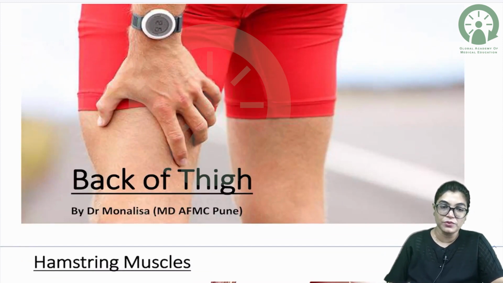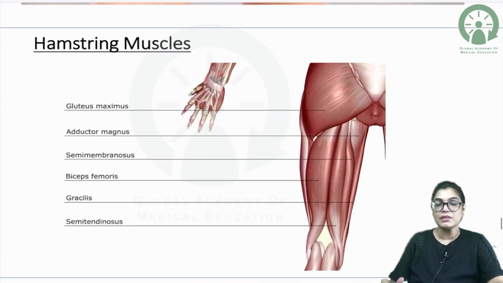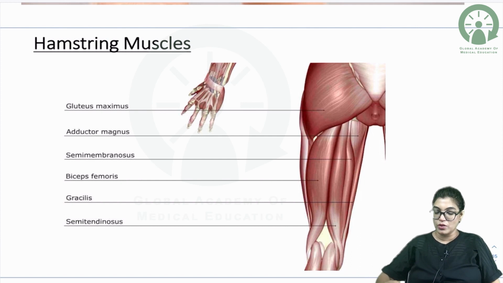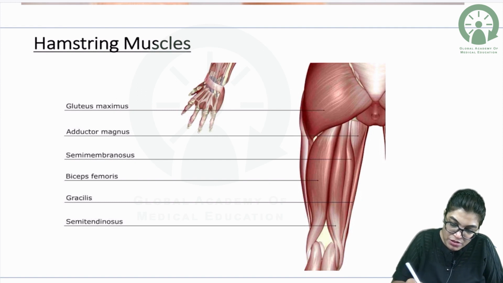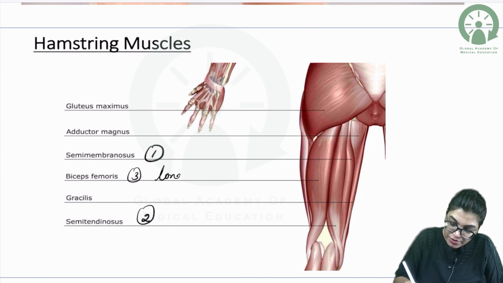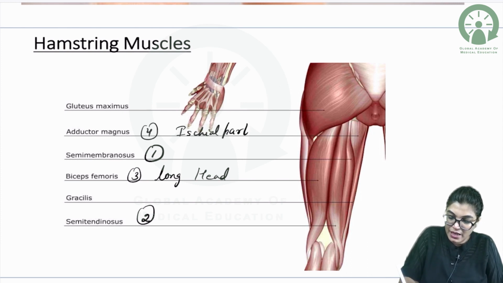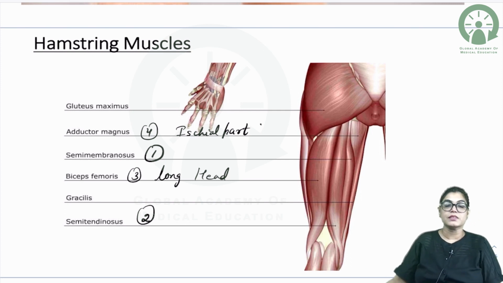Let's talk about the back of the thigh. Now, the hamstring muscle is a group muscle. Actually, the back of the thigh together is called the hamstring muscle, which is mainly made of semimembranosus, semitendinosus, the long head of biceps femoris, and the adductor magnus ischial part, which comprises the hamstring part. So, these 4 muscles form the hamstring group of muscles.